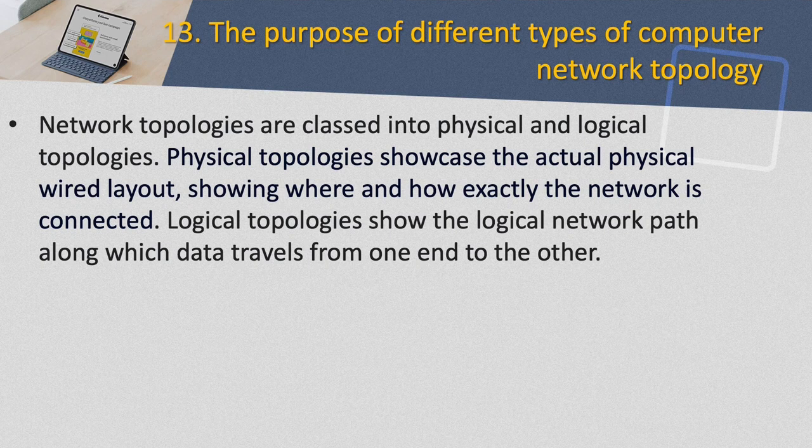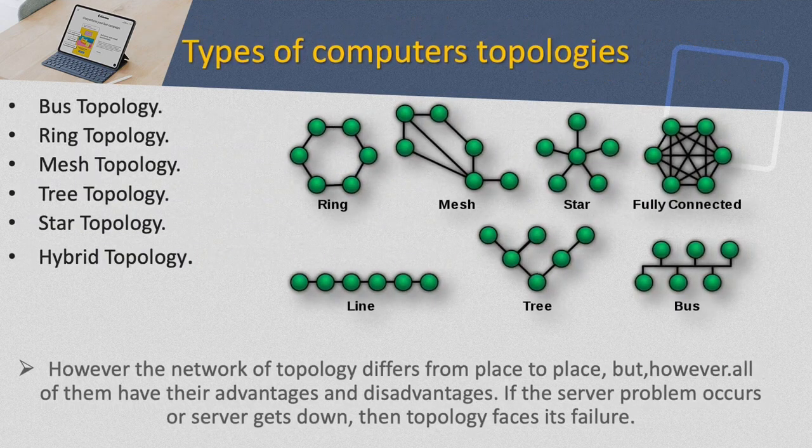Network topologies are classed into physical and logical topologies. Physical topologies showcase the actual physical wired layout, showing where and how exactly the network is connected. Logical topologies show the logical network path along which data travels from one end to the other. Types of computer topologies: bus topology, ring topology, mesh topology, tree topology, star topology, hybrid topology.